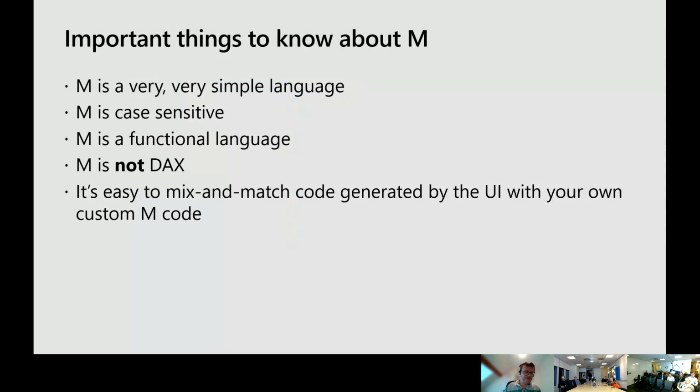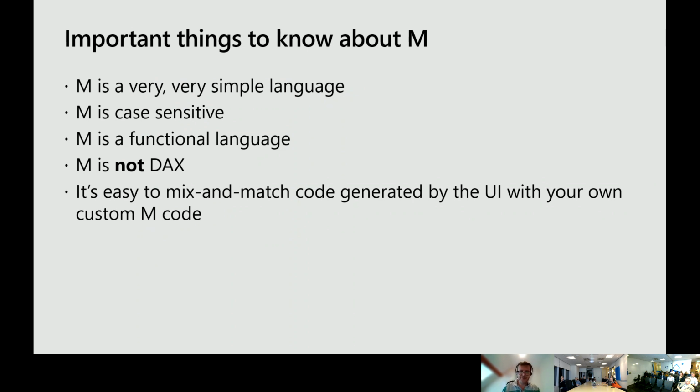So let's get on to actually learning some M. Like I said, M is a really simple language. There is not much to it. In fact, M is so simple, a lot of the things that you might expect from a programming language don't exist in M. Things like loops do not exist in M, which sometimes makes it a little bit difficult to learn for people who've got a background in other programming languages.